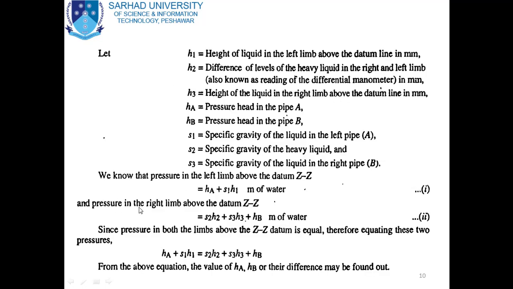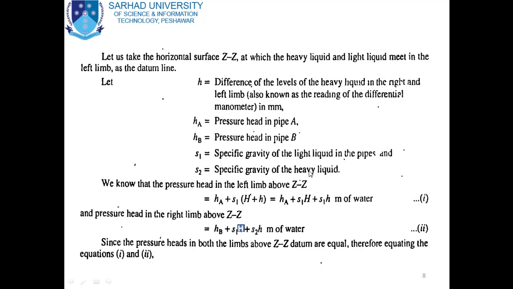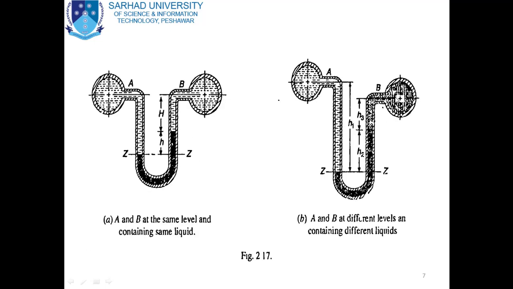Similarly, pressure in the right limb above the datum ZZ is equal to S2 H2 plus S3 H3 plus HB meters of water. Let this be equation 2. Now pressure in the right limb is equal to pressure in the pipe, which is denoted by HB in terms of head of water, plus pressure of this column. Multiply H3 by S3, the specific gravity of the liquid in this column, you will get the pressure of this column, and multiply H2 by S2, we will get the pressure of this column. So total pressure in the right limb is equal to HB plus H3 S3 plus S2 H2.